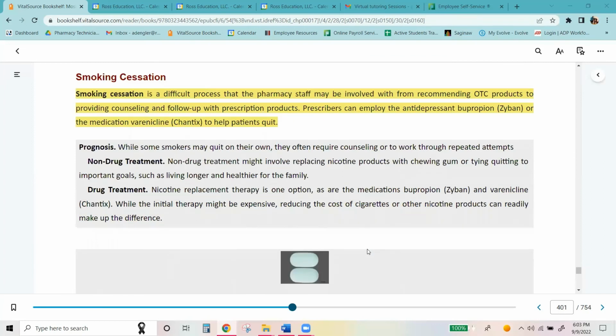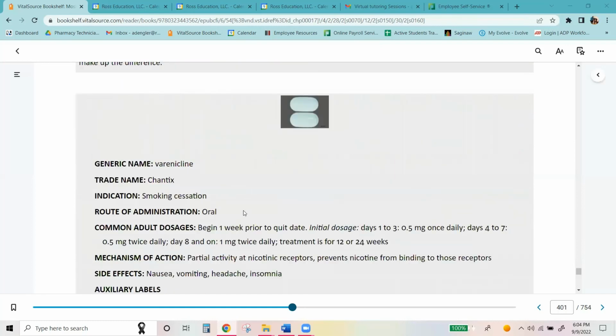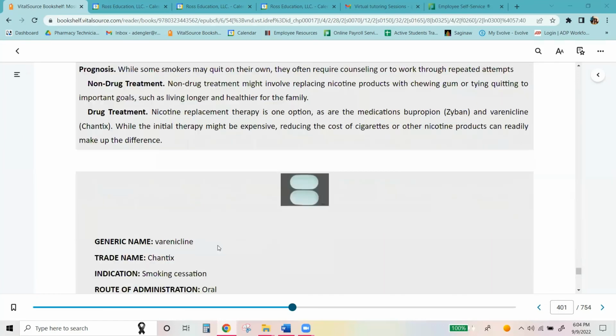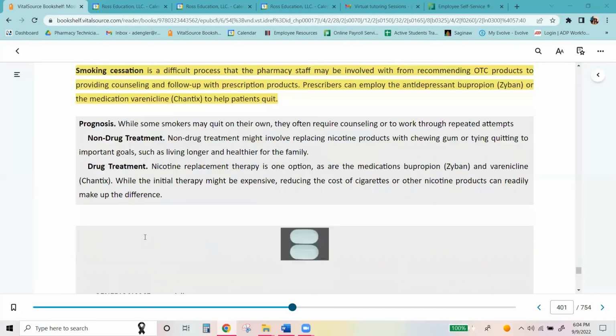Smoking cessation is a difficult process that the pharmacy staff is usually involved in, from recommending OTC products to providing counseling and follow-up with prescription products. Prescribers can employ the antidepressant Zyban or the medication Chantix to help patients quit. Here's just some more information about the medications. Chantix is oral. And here are the common adult dosages. And we already kind of talked about Zyban before.